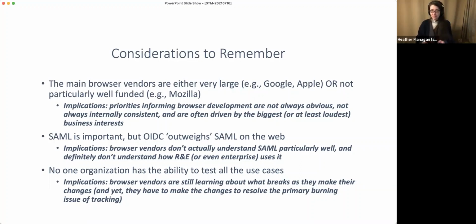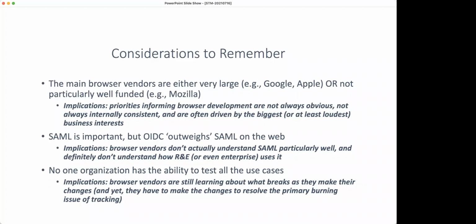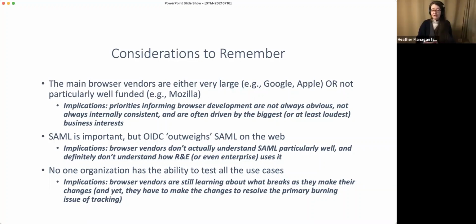So there's a lot of moving parts, a lot of different ways to implement these protocols, and there's no single organization that has the ability to test all the use cases. The browser vendors themselves are still learning about what breaks as they make changes to their products. And yet they have to make changes. They have to be seen to be making progress, because if they don't, they can get in trouble with regulators. Frankly, they get in trouble with regulators anyway, but they're almost in a no-win situation. And yet we in academia have interests that we want to make sure are tested. So a lot of different tensions make this a particularly challenging area.